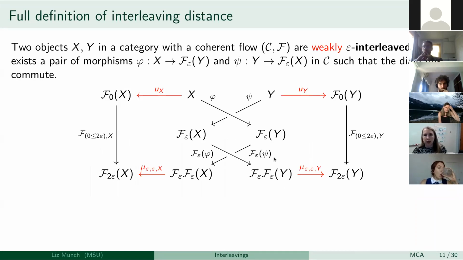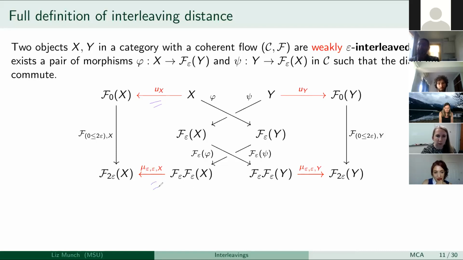So once you have this overarching starting structure, once you have this category, I can define a metric on these categories as follows. So I'm going to say that two objects in my category, so right now my objects are capital X and Y, are epsilon interleaved, or at least weakly epsilon interleaved, if I can build a diagram that looks like this. Okay, so let's try to figure out what's going on in here. My original flow data right now is the stuff in red.